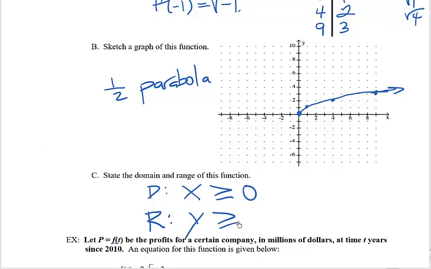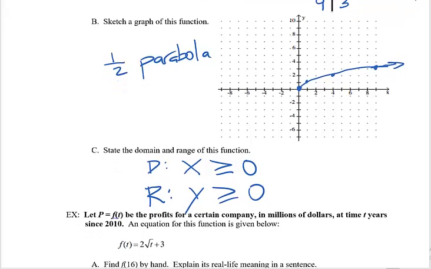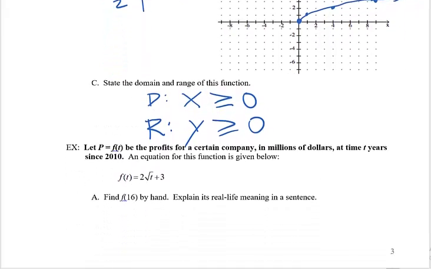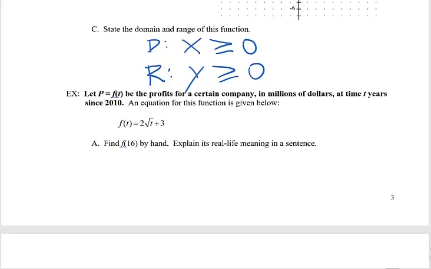So the range is essentially the same thing, all y values that are greater than or equal to 0. So that's kind of the basic square root function. In application problems, and I'll do one next, all that's going to happen is the equation is going to be tweaked a little bit and the graph is going to be tweaked a little bit, but the ideas are going to remain basically the same. So let's take a look at one example problem.